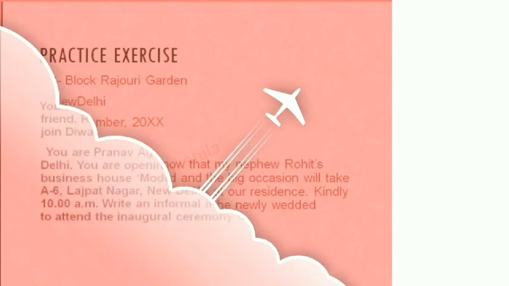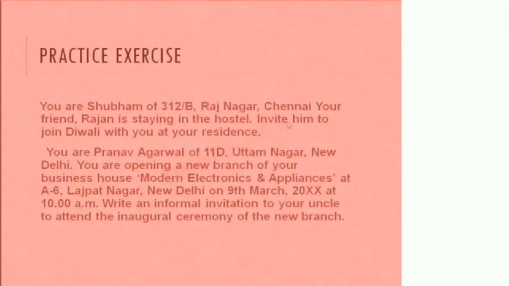Dear students, here are practice exercises. Here are two questions for your more practice, so kindly pay attention and go through these two questions. These are intended to give you more practice. You are Shubham of 312 oblique B, Rajnagar, Chennai. Your friend Rajan is staying in the hostel. Invite him to join Diwali with you at your residence.